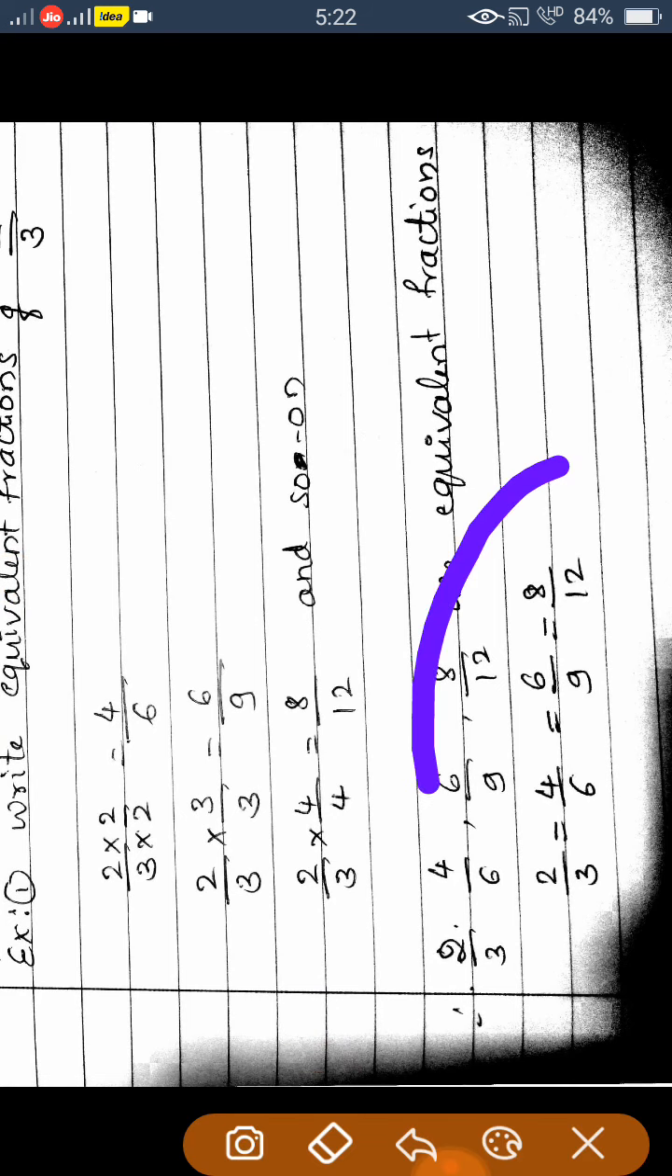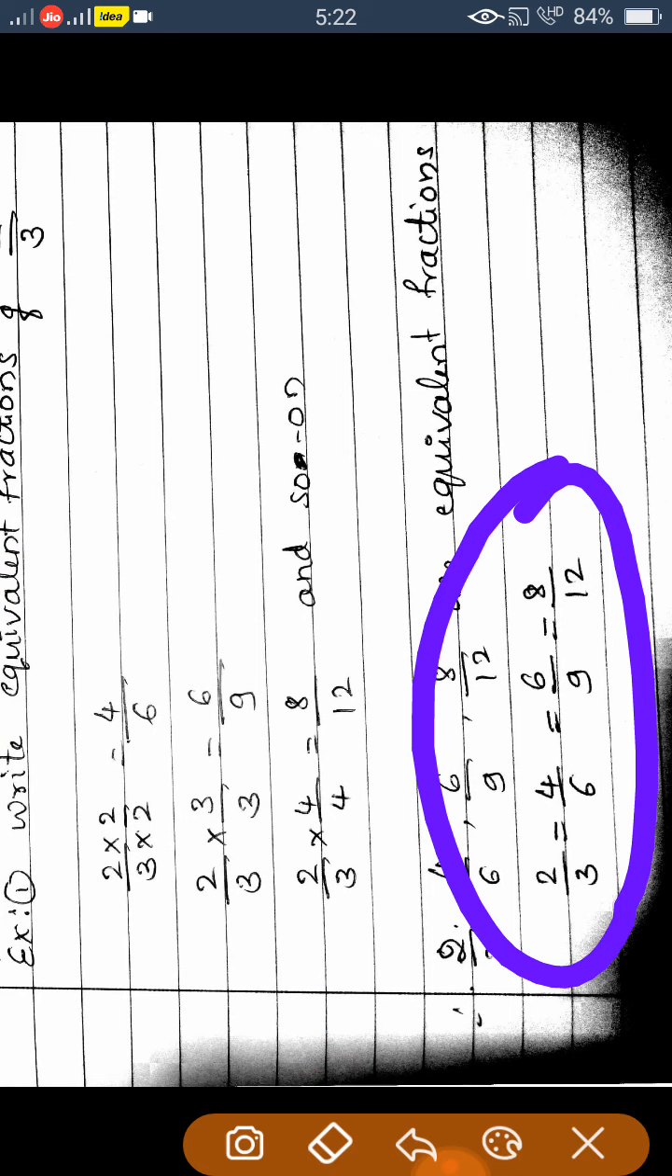Equivalent means we can write like this also, by writing the equal symbol in between, because these are equal. That's why these are called equivalent fractions.